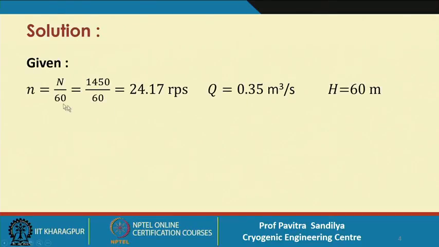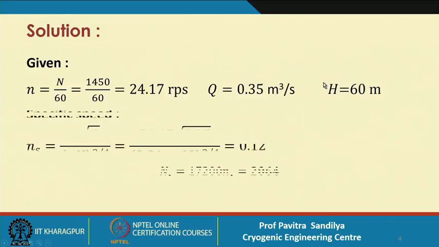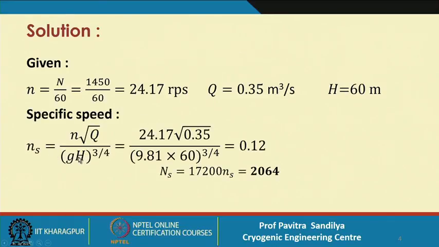Now, first we find out the N in RPS, that is rotations per second, and we are given the rotation per minute. From this we find the RPS, and then we put in the values of Q and H and use this specific speed equation. We put in all the values and we find the value of the small ns, and this small ns is then converted to capital Ns, because in the manufacturer's data generally the specific speed is given in terms of the capital Ns.